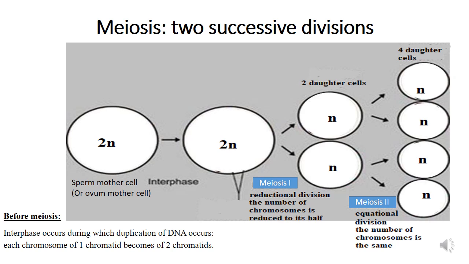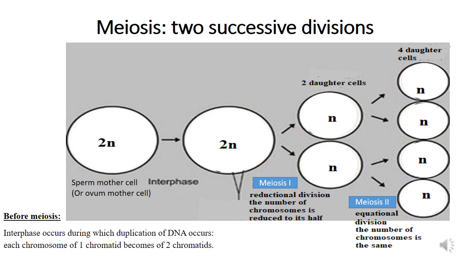As you can see here, meiosis consists of 2 successive divisions. Meiosis 1, which is reductional division. Why? Because the cell of 2N chromosomes divides into 2 daughter cells with half the number of chromosomes, or N. That's why this division is called reductional. Reductional means there is a decrease in the number of chromosomes from 2N into N. So at the end of meiosis 1, we have 2 daughter cells, each with N chromosomes.